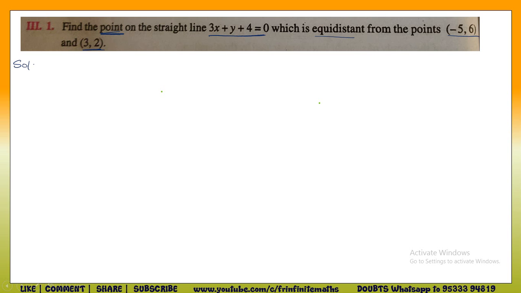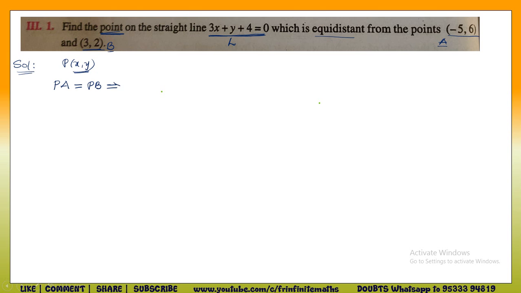Now let us see the solution. I am going to consider this particular line equation as L, this particular point as A, and this particular point as B. Let P(x, y) be the point which lies on the line L and is equidistant from A and B. Equidistant means the distance from P to A is equal to the distance from P to B, which is represented by PA equals PB.